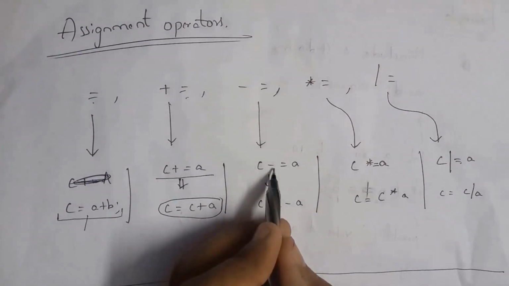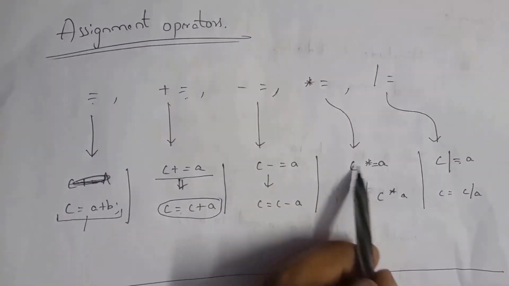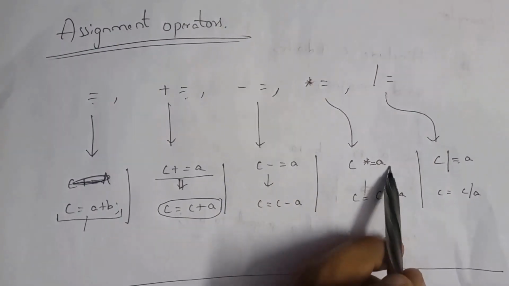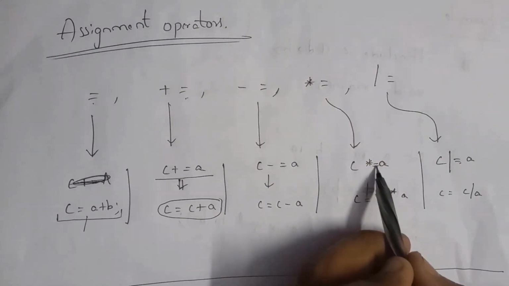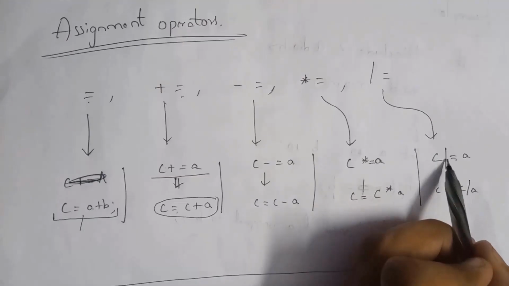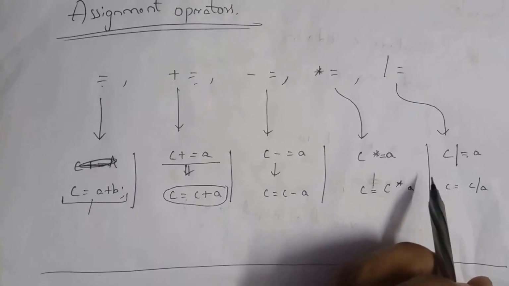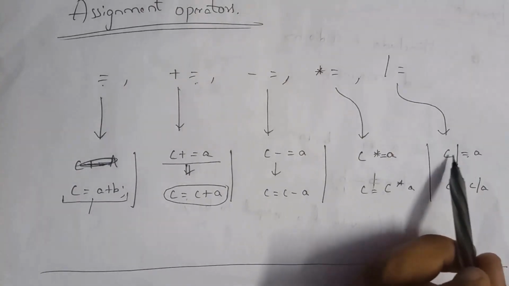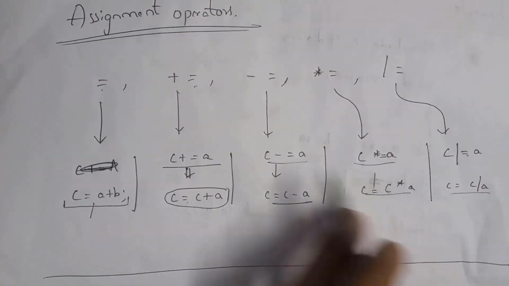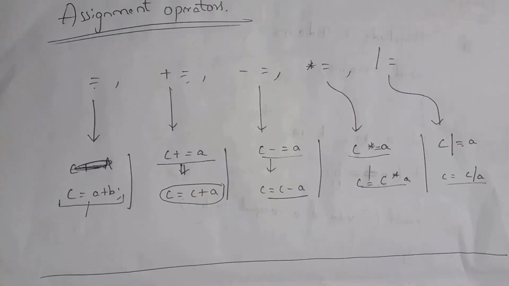This is the meaning. Similarly, C -= A. Meaning of this is C = C - A. C *= A. Meaning of this is C = C * A. C /= A. Meaning of this is C = C / A. This is the meaning of these operators. Now I will explain the C program for assignment operator.